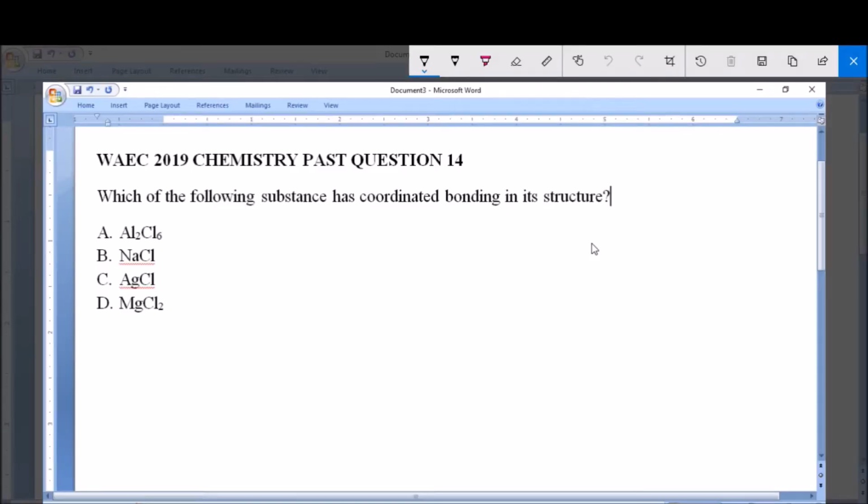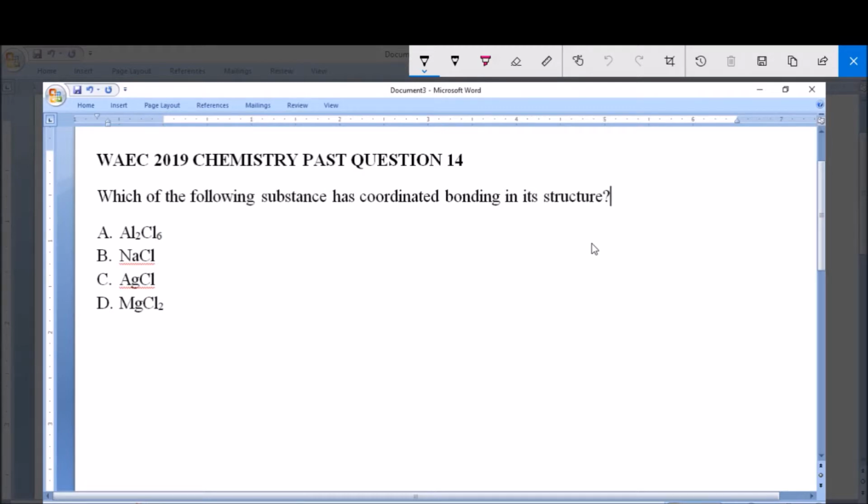I'm going to be answering WAEC 2019 chemistry past questions, and this is question number 14. The question is, which of the following substances has coordinate bonding in its structure? A. Aluminium chloride. B. Sodium chloride. C. Silver chloride. D. Magnesium chloride.